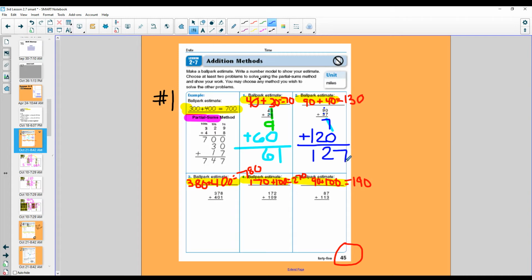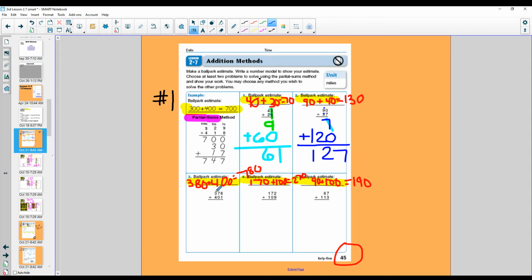And then we put those together to get 127. Now we're doing this page together, but I am going to have another activity for you to do so that I know you know how to do partial sums. If you know how to add a different way, that's great. The most important thing about adding is that you're getting the right answer, all right?